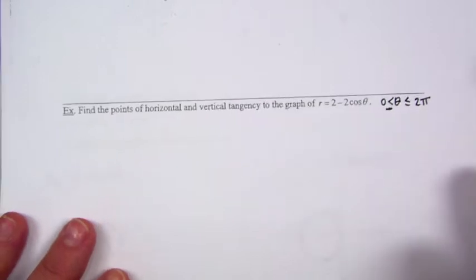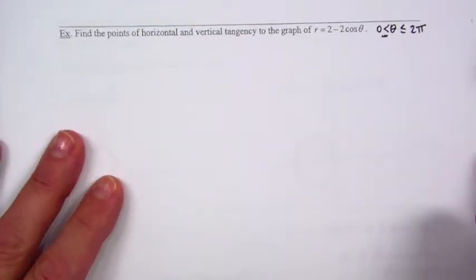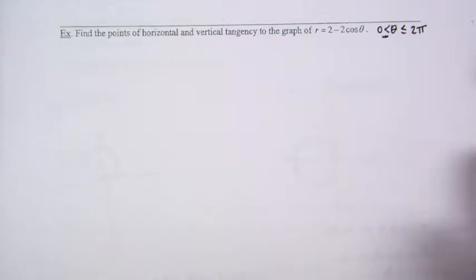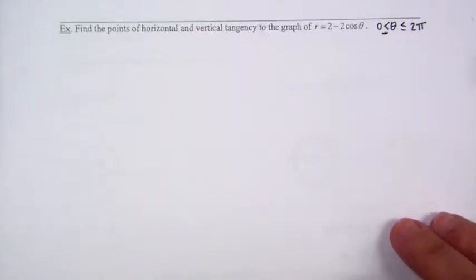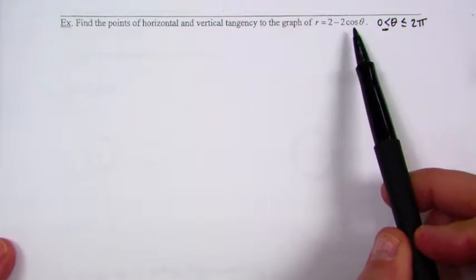Okay, so I'm going to go through the last example that was in your notes that we didn't get a chance to finish the other day, in hopes that that will help you complete your homework assignment on 10.3a polar. So it says to find the points of horizontal and vertical tangency to the graph of r equals 2 minus 2 cosine theta. Well, hopefully you recall from our discussion today that this would be a cardioid.